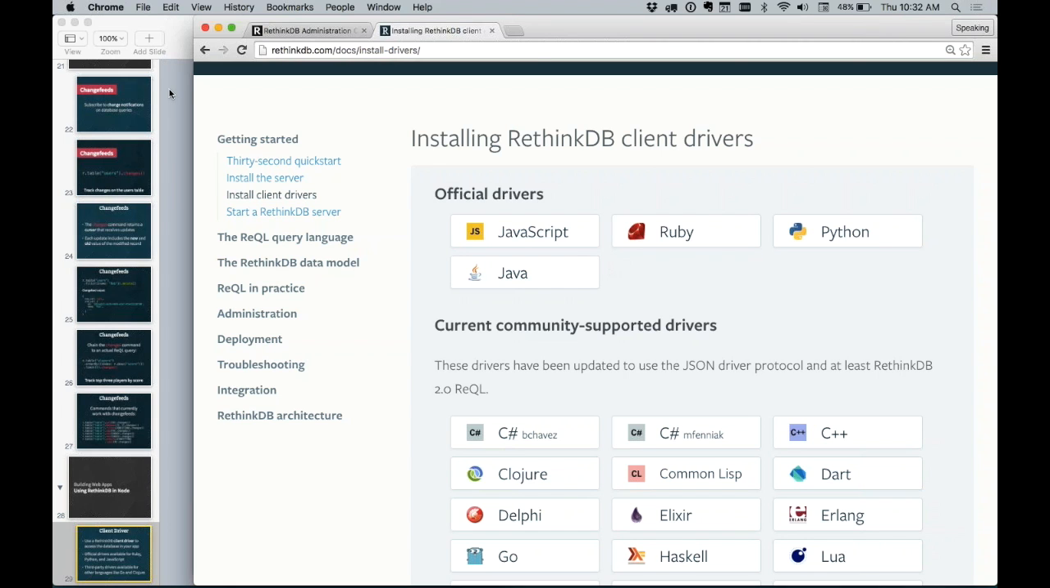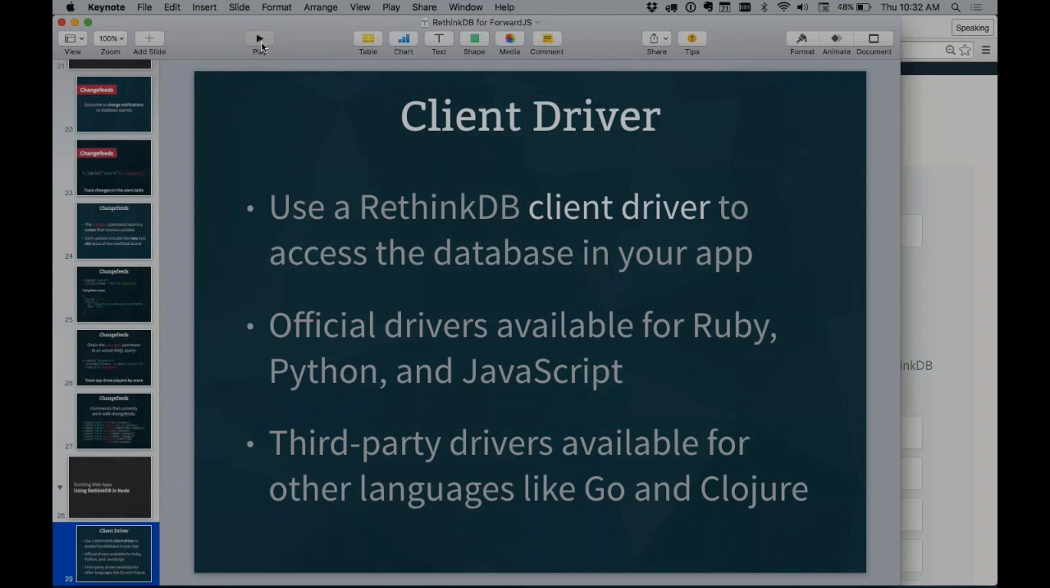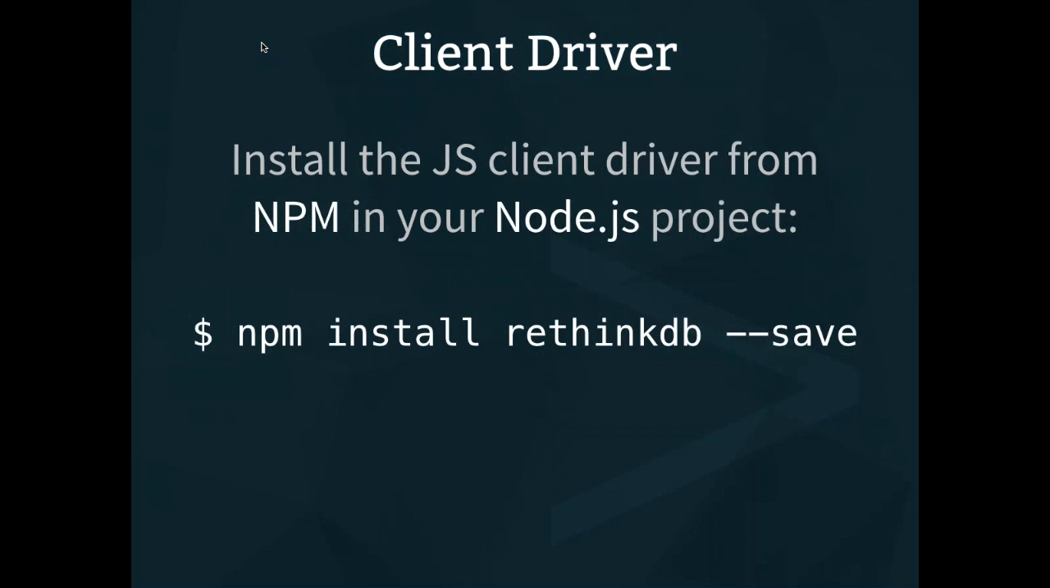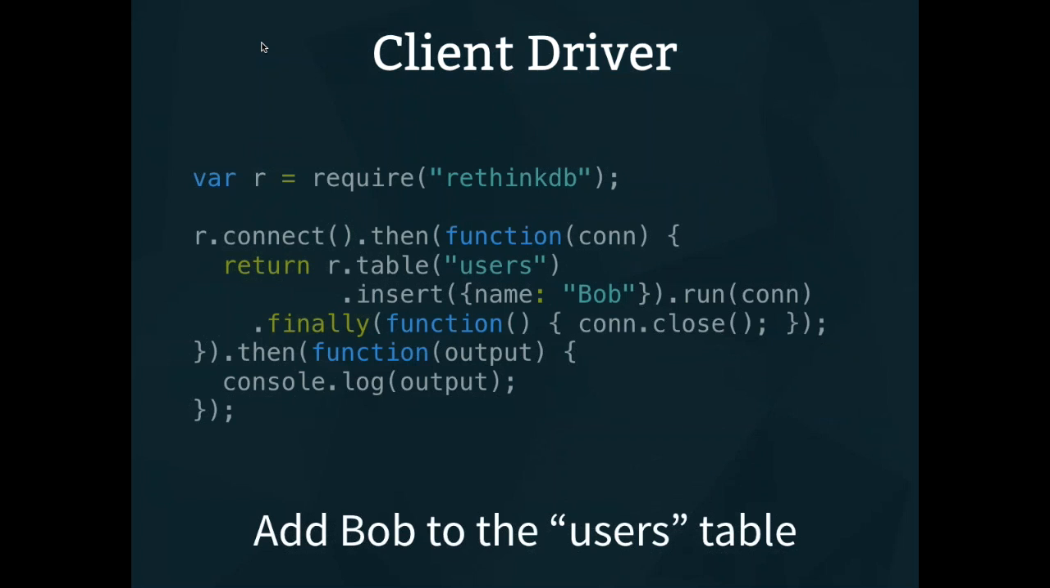Okay, so in Node.js, you use our JavaScript client driver, and you can install that from npm and just add it to your Node.js project from the command line just by typing npm install rethinkdb. And once you've installed the client driver, you can use require to import it into your Node.js application. So what I'm showing you here is just very simple Node.js code that you would use to import the module, connect to the database, perform a query, and display the results to the console.